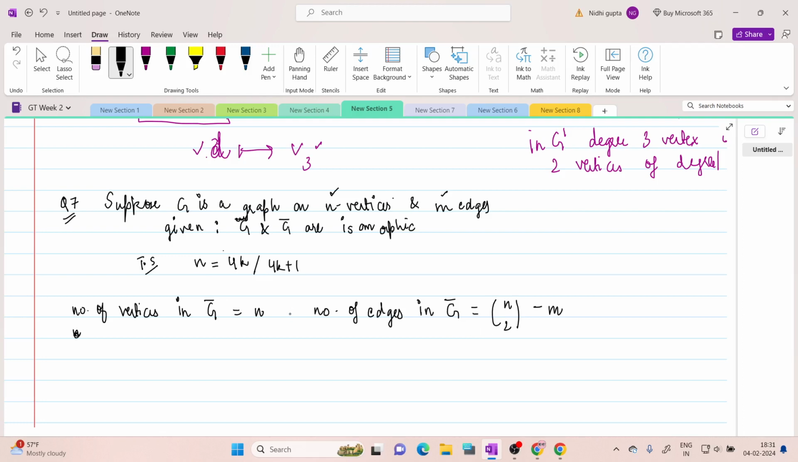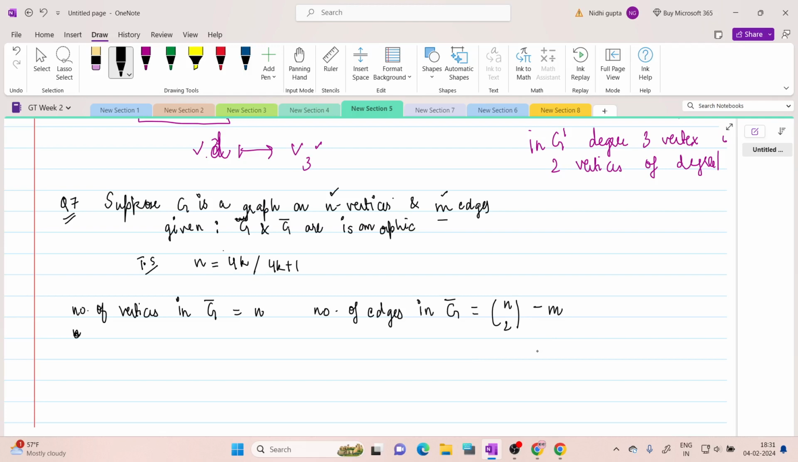Yes, very good. So basically, how is G bar constructed? If UV is not an edge in G, then UV becomes an edge in G bar. If we look at the complete graph, we have total NC2 edges, and G is using m edges. So all the leftover edges will be in G bar. And how many leftover edges are there? NC2 minus m.